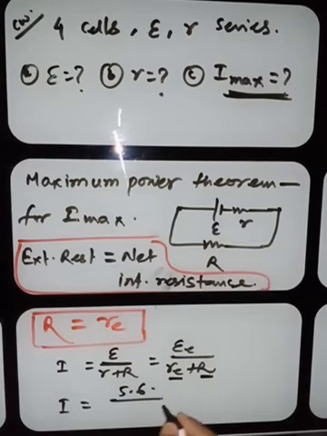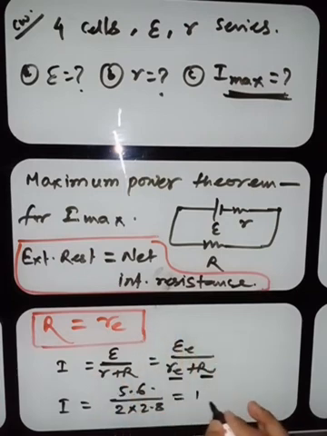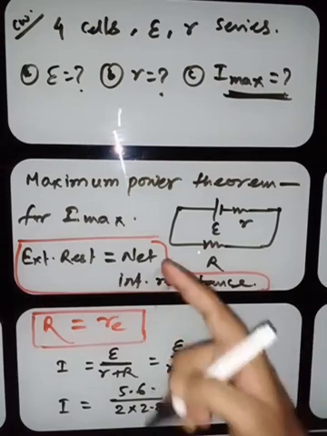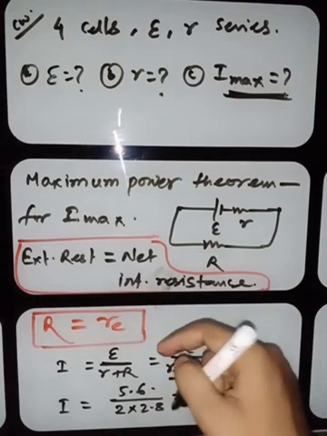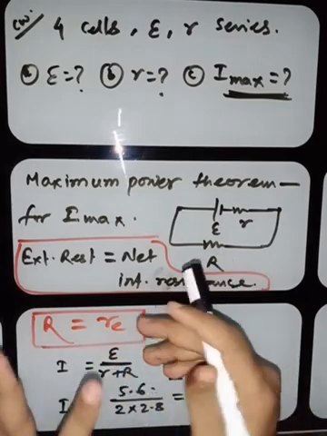5.6 divided by R equivalent plus R equivalent, it means twice of R equivalent. And what was the R equivalent? It was 2.8 for 4 cells. For 1 cell we have calculated 0.7. Okay, and it will be 1. So 1 ampere is the maximum current, and this is the concept using the maximum power theorem, my dear student.